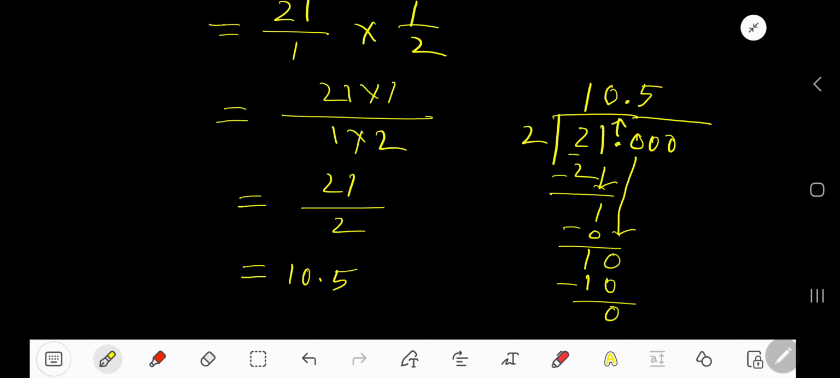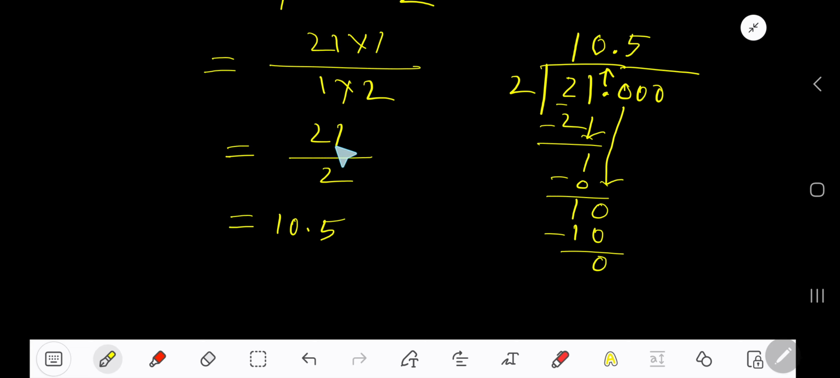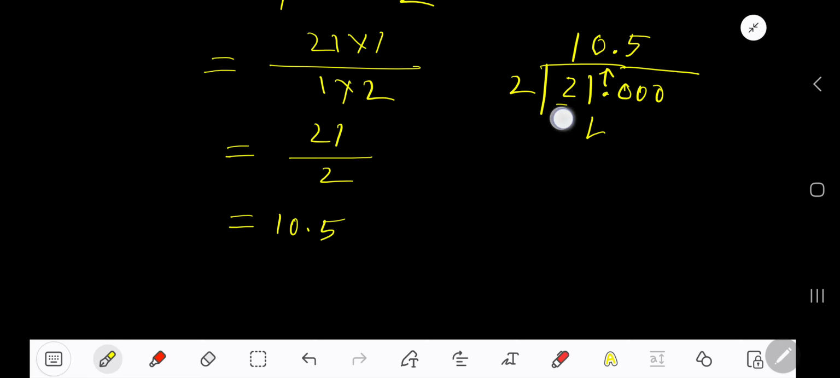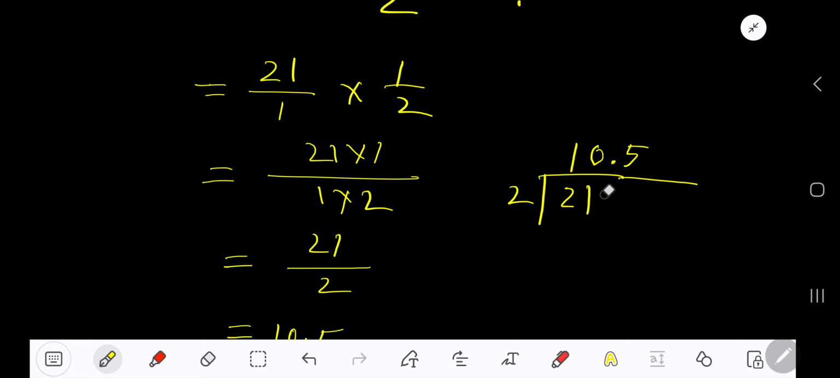Or you can write your answer in mixed format. So how to do that? Just convert this improper fraction, 21 divided by 2, into a mixed number. So how to do that? Just divide this 21 by 2.